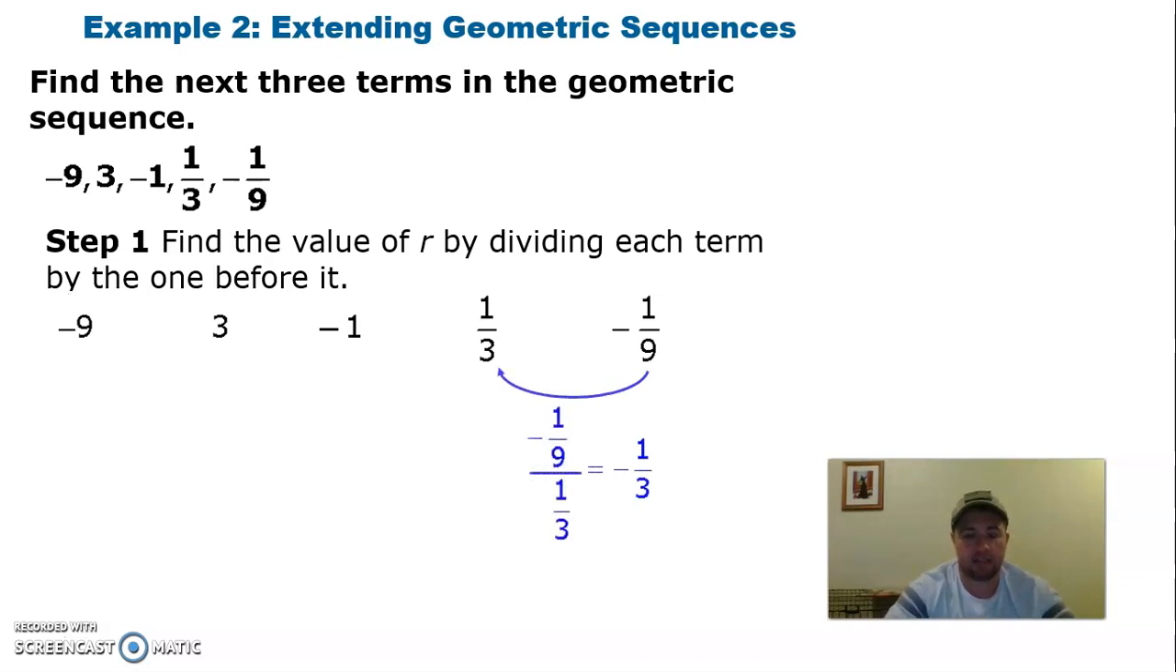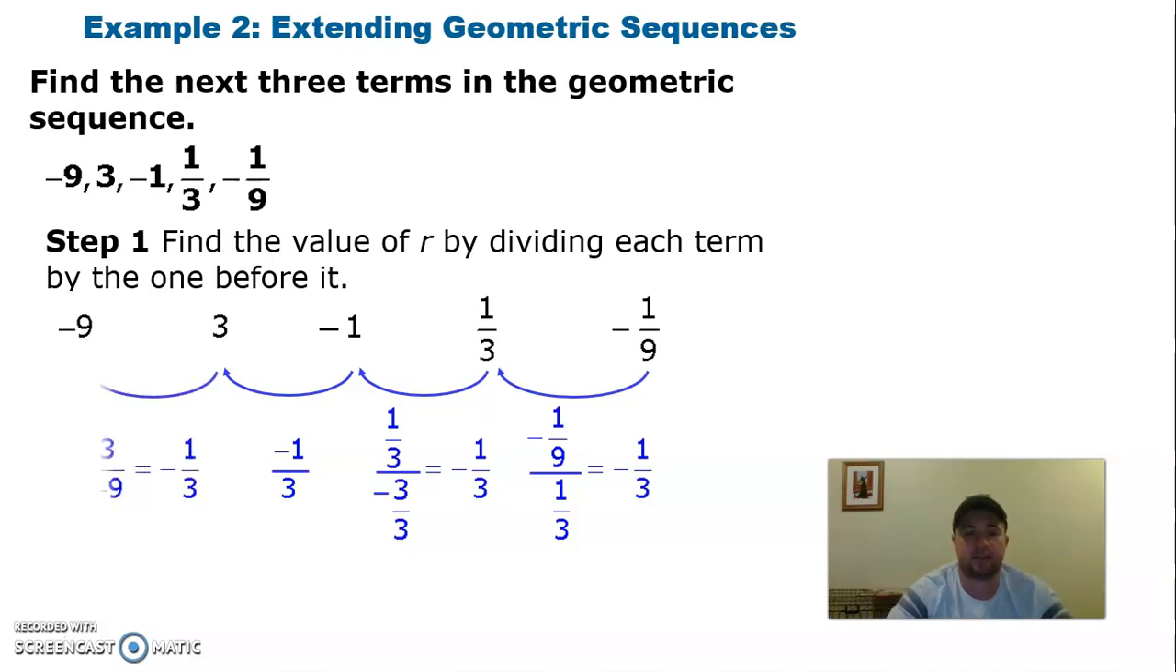negative 1/9 divided by 1/3 is negative 1/3. Negative 1/3 divided by negative 1 is negative 1/3. Negative 1 divided by 3 is negative 1/3. And 3 divided by negative 9 is negative 1/3. All of these numbers share the same common ratio.